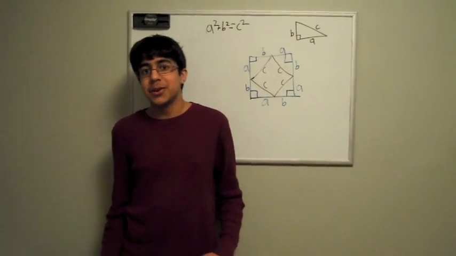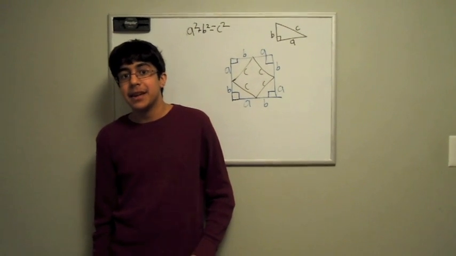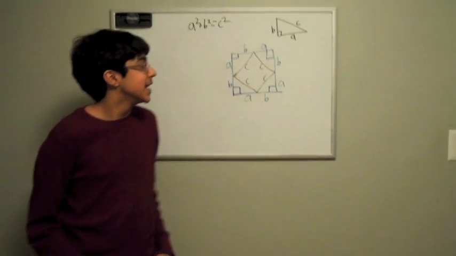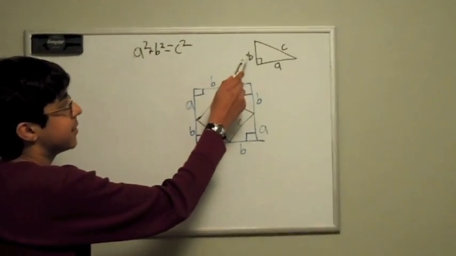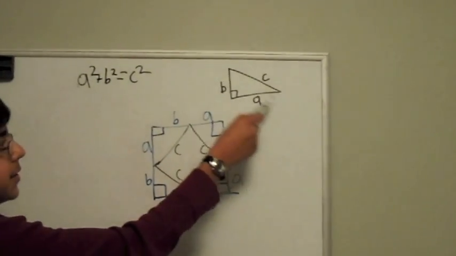Hi, I'm going to show you 3 important proofs involving right triangles. The first is Pythagorean theorem. Pythagorean theorem states that the sum of the squares of the legs of a right triangle is equal to the square of the length of the hypotenuse.